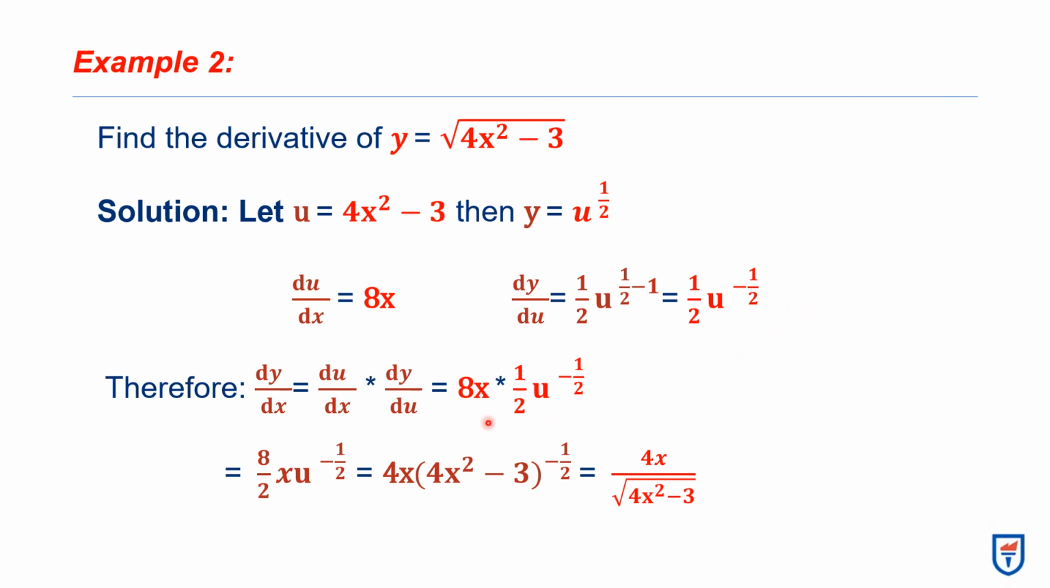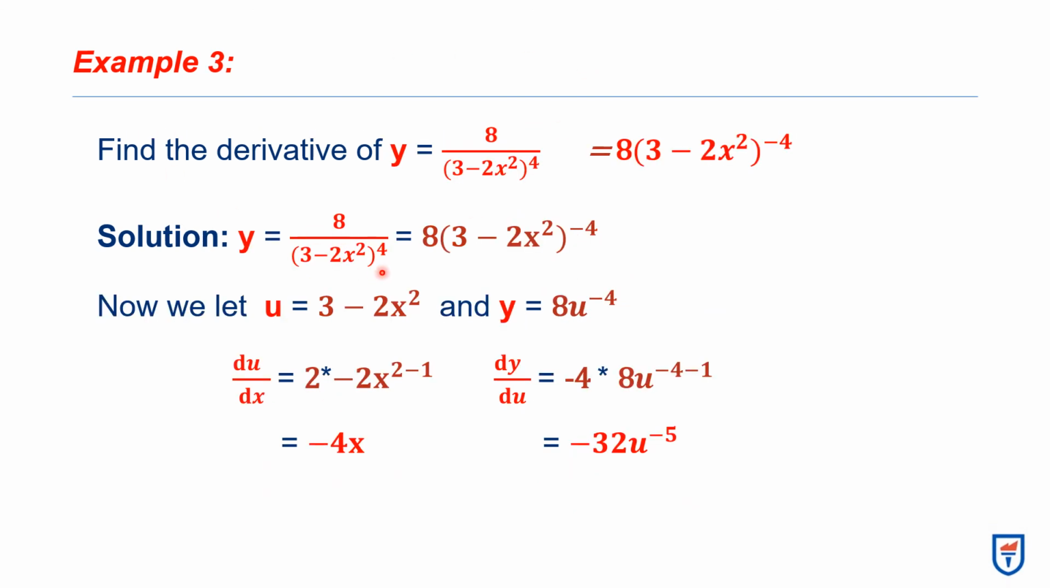So when we multiply 8x times half u to the power minus half, we're going to get 8 over 2 x u to the power minus half, and then I will retain the actual value of u, which is 4x squared minus 3 in place of u. So we're going to have 4x squared minus 3 to the power minus half, which reduces to, to remove this minus half, we take this expression to the denominator, then we are going to have 4x divided by the square root. This to the power half means the square root of 4x squared minus 3 as our final answer.